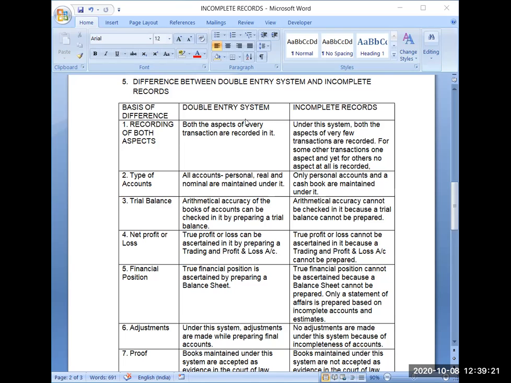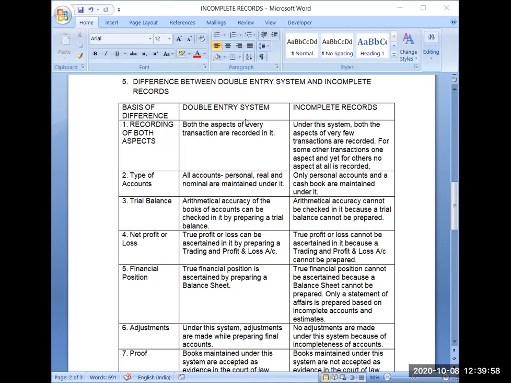Then next one is financial position. So obviously you know that we can ascertain the financial position only from the balance sheet. So in double entry system, you will be able to prepare a well-suited balance sheet, and it will show your true financial position because you will be subtracting depreciation also from the fixed assets. You will be subtracting the provision for bad debts from your debtors. So whatever losses you can have in future or you are having, you will be subtracting from the value of assets. So it will show your true financial position.